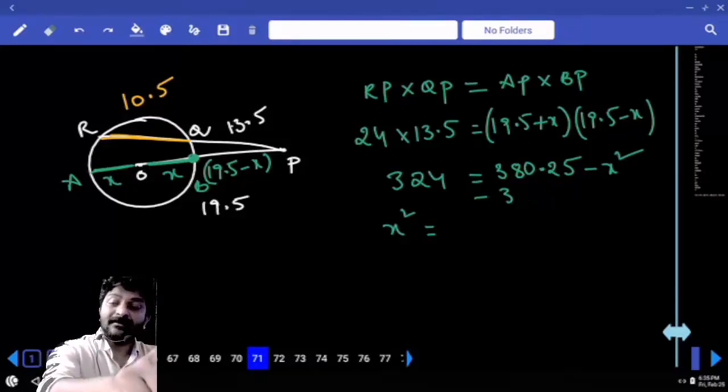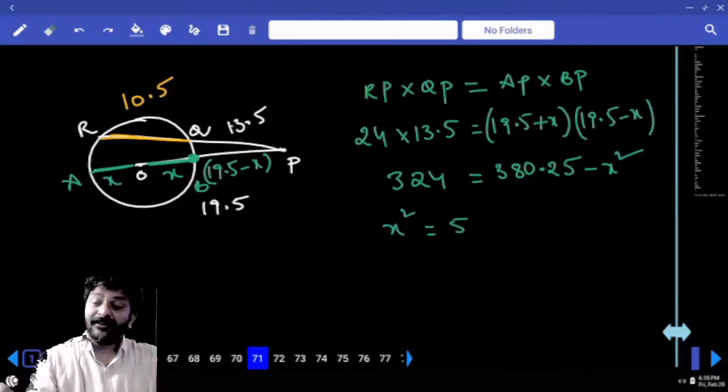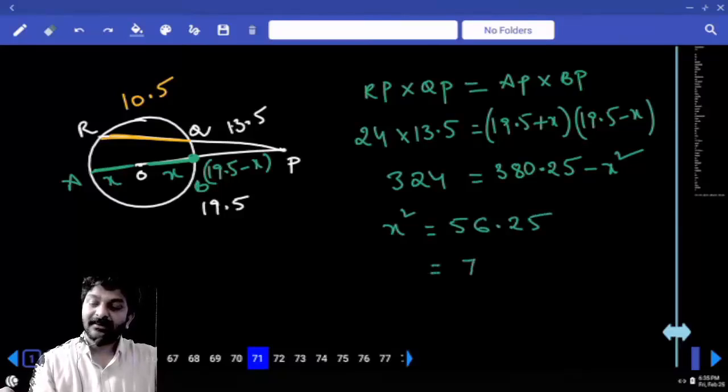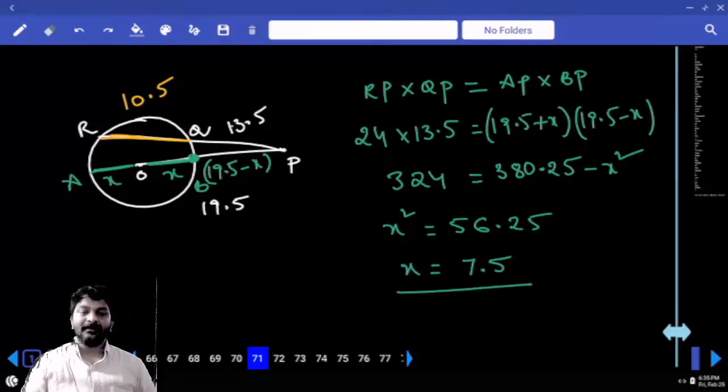56.25, correct? How much? 56.25 is which number square? 7.5 squared is 56.25. Then x is equal to 7.5 only. Radius is equal to 7.5.